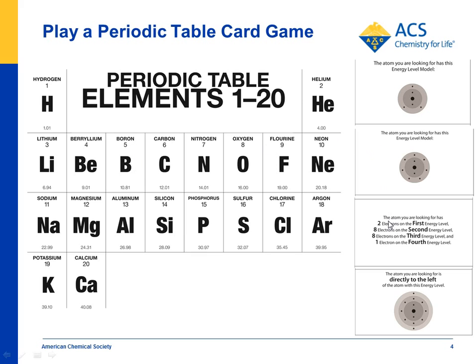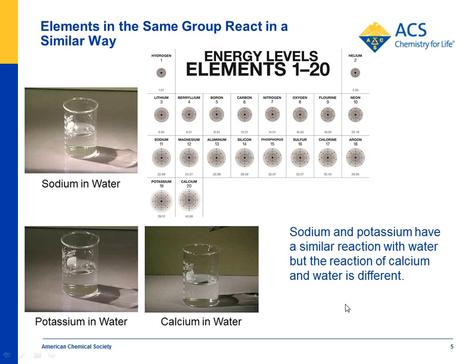And here's one that's a little different. The atom you're looking for has 2 electrons in the first energy level, 8 on the second, 8 on the third, and 1 on the fourth. But again, you can really just add them up, and that equals 19, so it must be potassium. So kids play this game just to get the idea of what energy levels are like, how many electrons can be in them between elements 1 and 20.